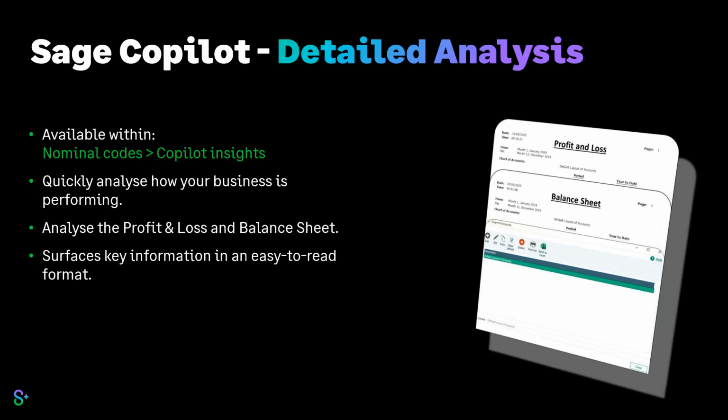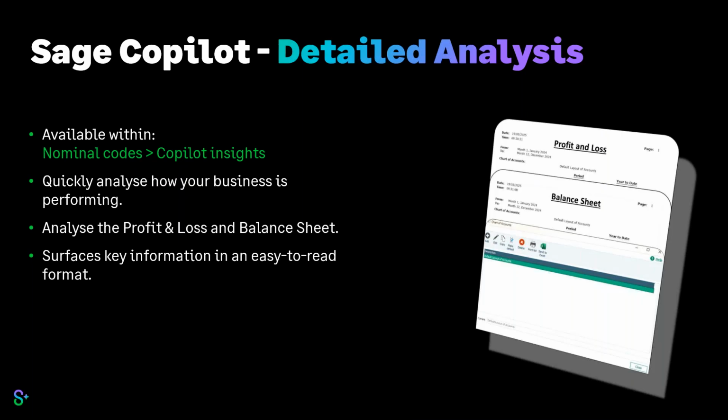Right. Now, also in 32.1, we developed the Copilot Insight within the nominal codes area. It was all around having a detailed analysis of your management reports. So this was again available in 32.1, so you do need to be on that version, or 33. It's in there as well, and it's more of a commentary style analysis on your profit and loss and your balance sheet.